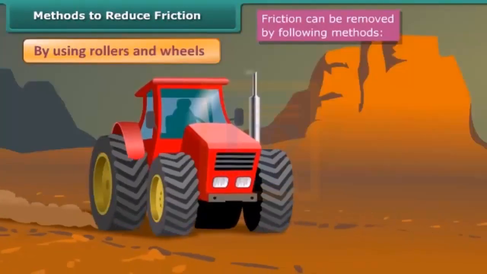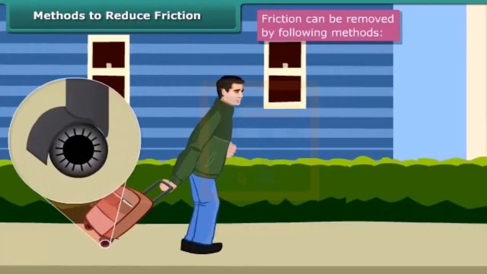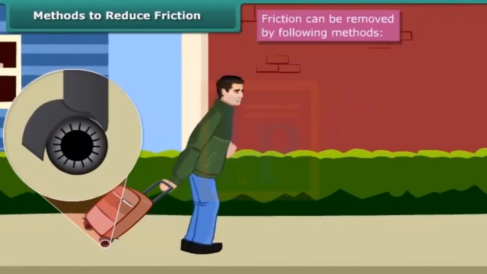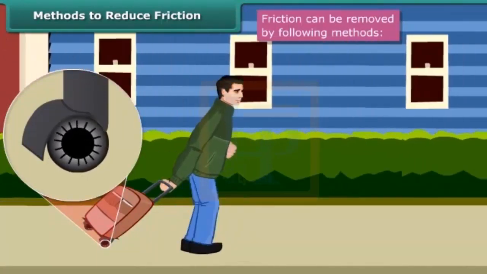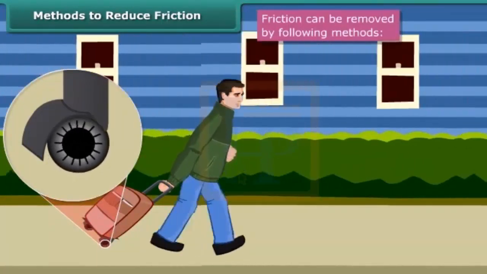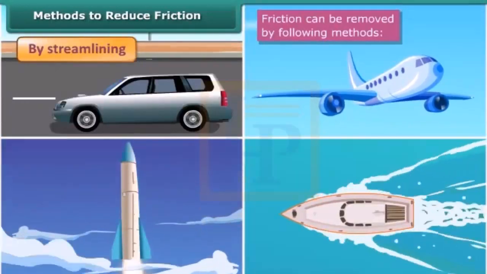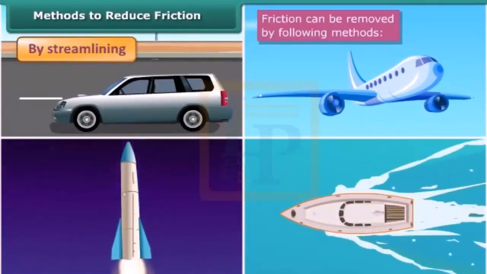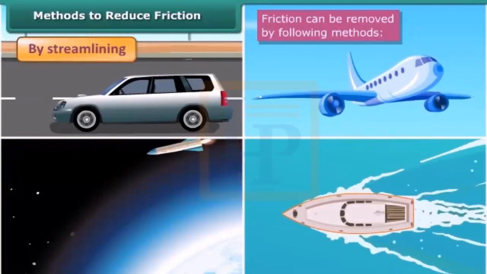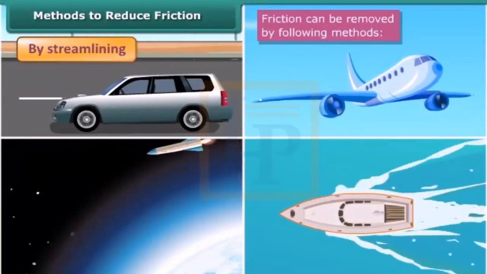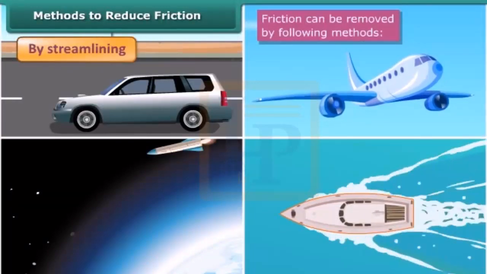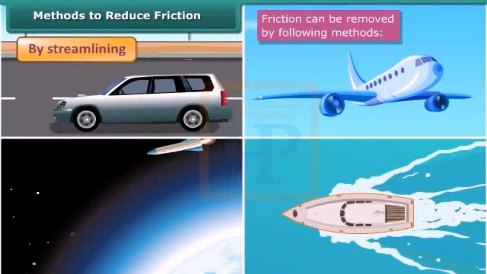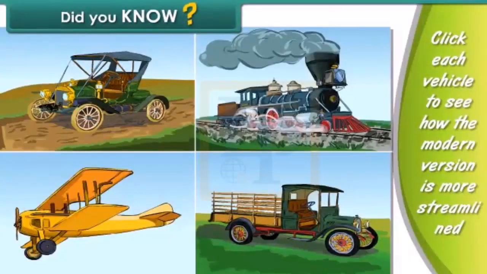By using rollers and wheels. Many heavy objects like big suitcases are provided with small wheels called rollers to reduce friction so that they can be carried easily by pulling. By streamlining. The bodies of cars, aeroplanes and rockets are streamlined to reduce the air friction. The bodies of boats and ships are also streamlined to reduce the friction of water. Click each vehicle to see how the modern version is more streamlined.